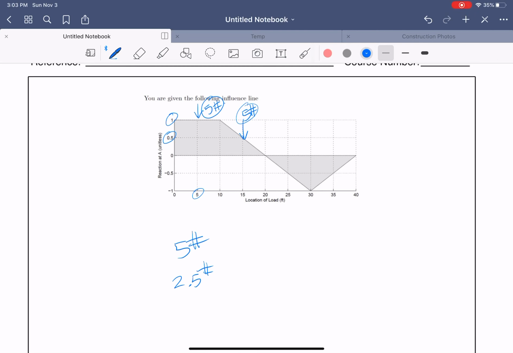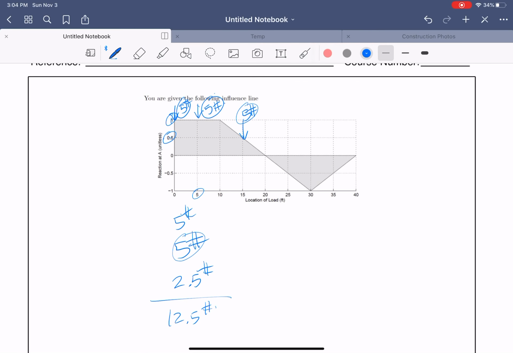Right? What if you had 3 loads applied? What would be the reaction at the point? So it's going to be 5 times 1 plus 5 times 1 plus 5 times 0.5, which is 2.5, so you have 12.5 as the reaction at that point, right?